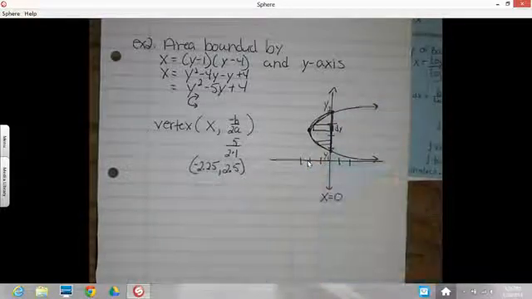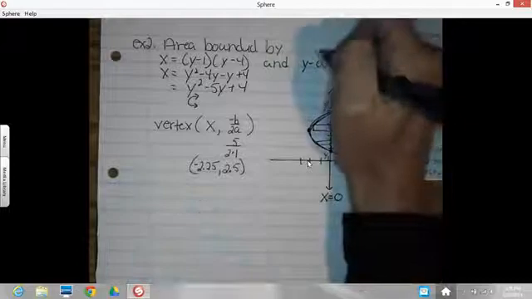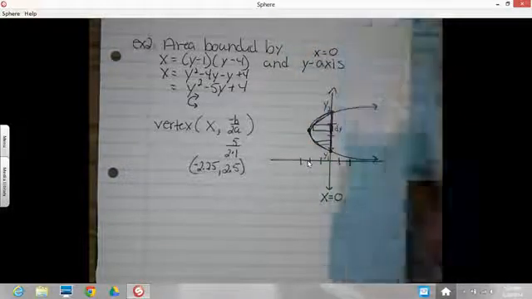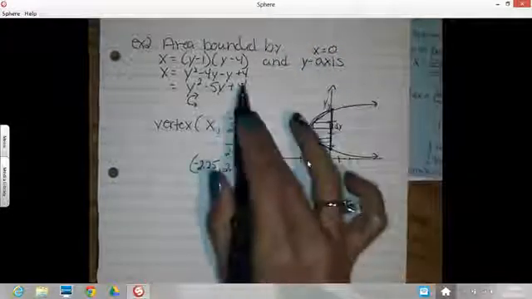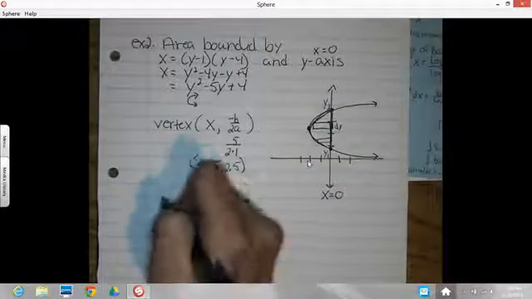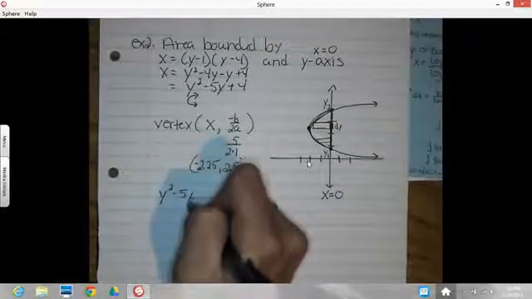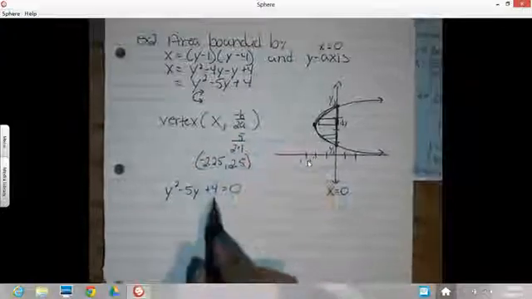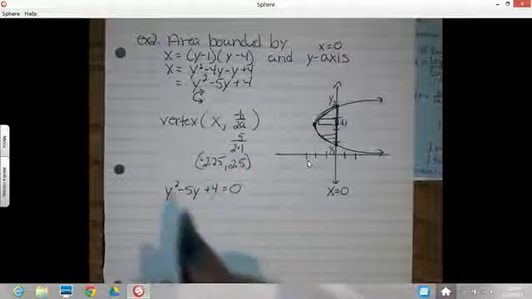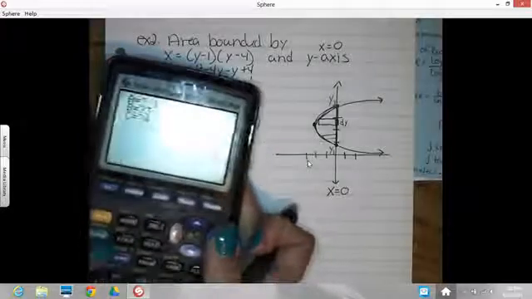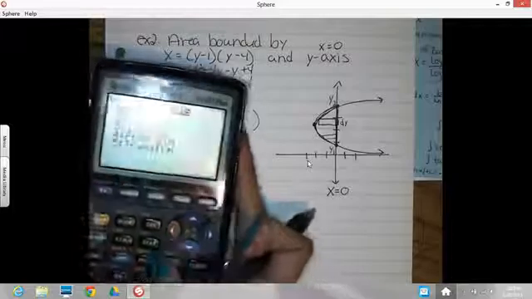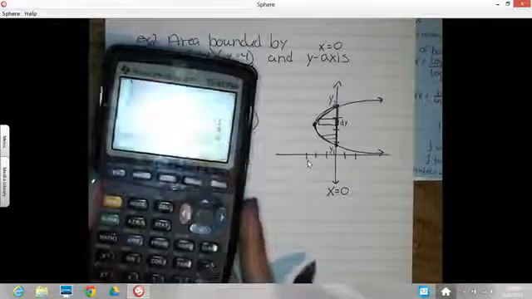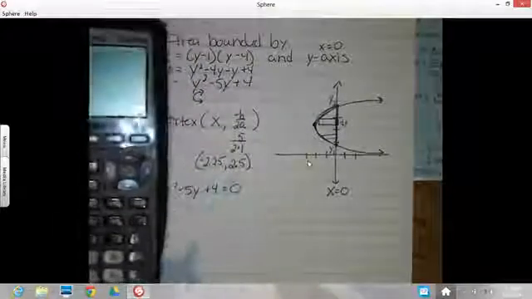So that is the equation for the y-axis. Now I can set my two equations equal. Y squared minus 5y plus 4 equals 0. That's already in standard form. I can plug that into the quadratic formula to get my intersection. Oops, program. Okay. A is a 1, B is a negative 5, and C is a 4. I got 4 and 1.